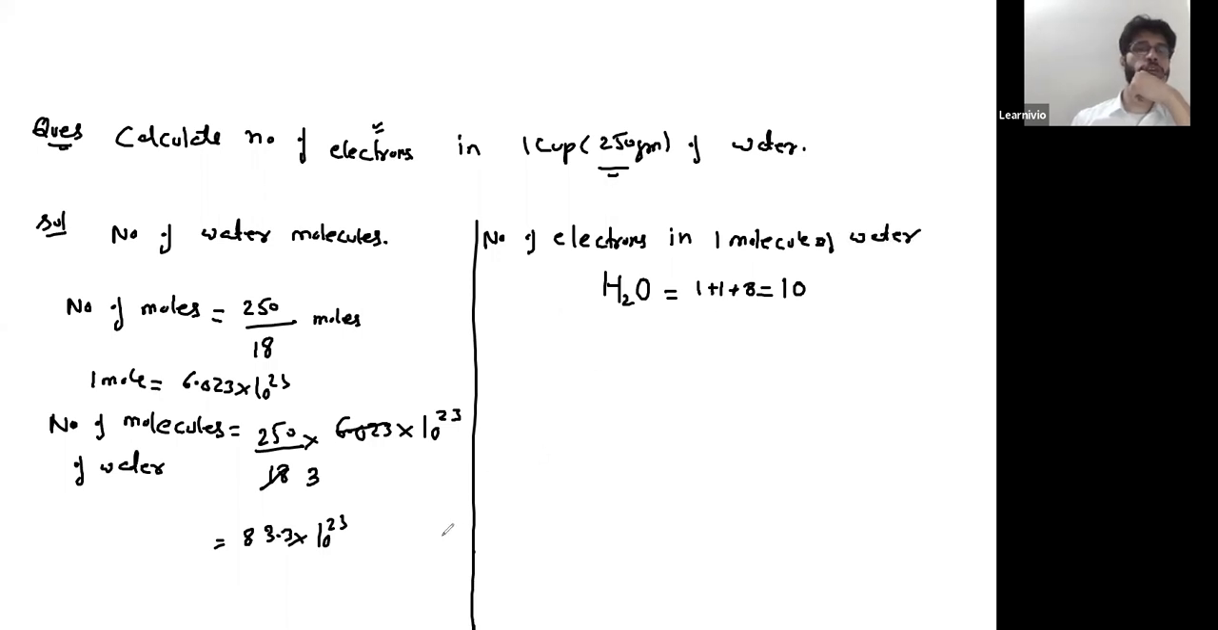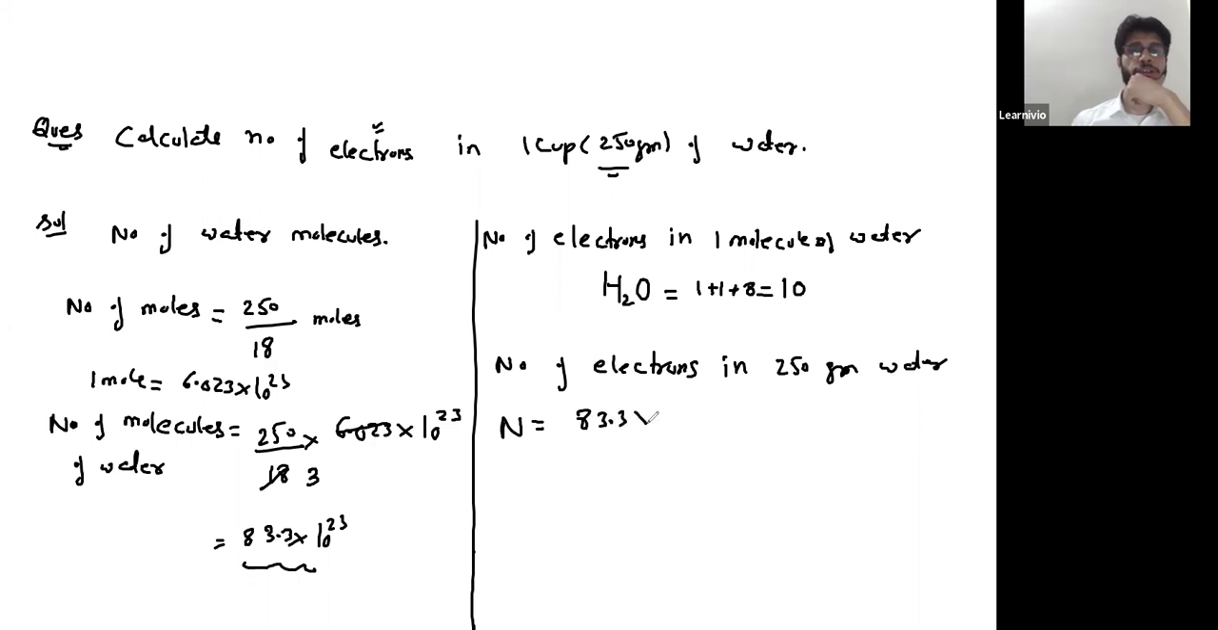So what is the number of electrons in this much water molecules? Multiply 10 into 83.3. Yes. The number of electrons in 250 gram water, I represent it by capital N. That's 83.3 into 10 raised to the power 23 multiplied by 10. So it comes out to be 83.3 into 10 raised to the power 24, right? These are the number of electrons in 250 gram.